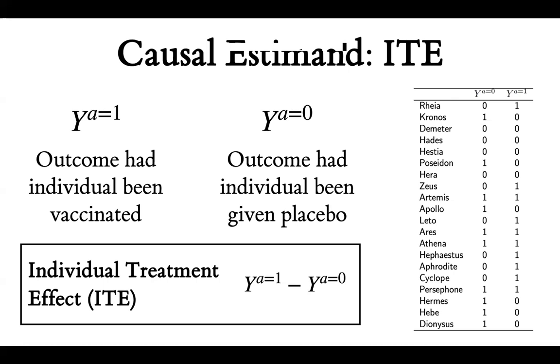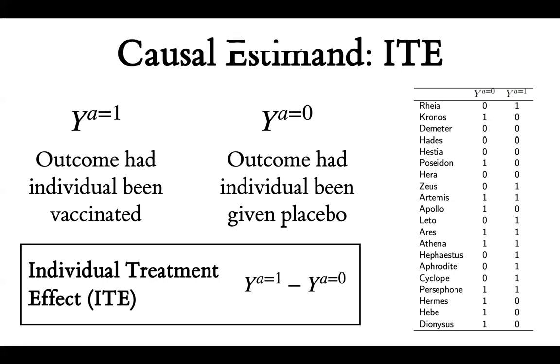If you take an individual and vaccinate them, then Y superscript A equals 1, the counterfactual, will be equal to Y without any superscripts. So in that case, the counterfactual Y superscript A equals 1 is equal to the observed outcome. But then Y superscript A equals 0 is not observed. And this is the fundamental problem of causal inference. For any given individual, you can only observe one of their counterfactual outcomes. And that's the outcome that corresponds to the treatment that they're given.